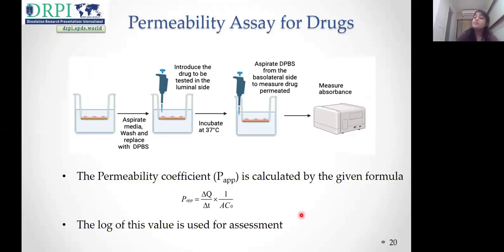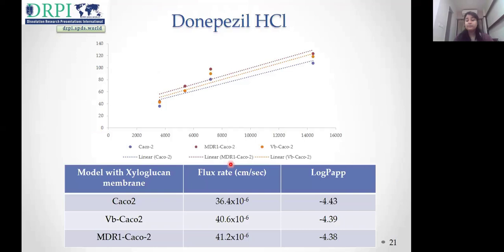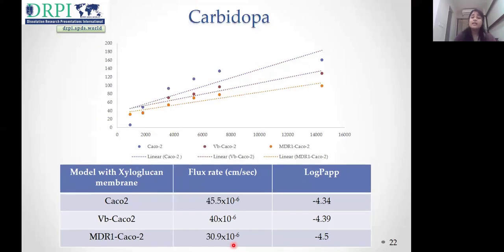Next, the permeability assay for the drugs was done, and the permeability coefficient was calculated using the following formula. So for donepezil, which is a high permeability drug, as was expected, the donepezil permeated through the model very easily, and the flux rate was also higher in the stable cell line containing model, which was expected. Then carbidopa, which is a low permeability drug, had low permeability in the cells, and in stable cell line based models, it was the lowest as compared to the control, which was Caco-2 cells.